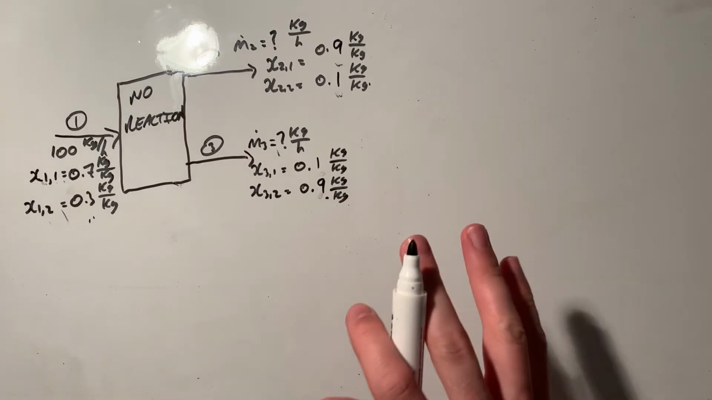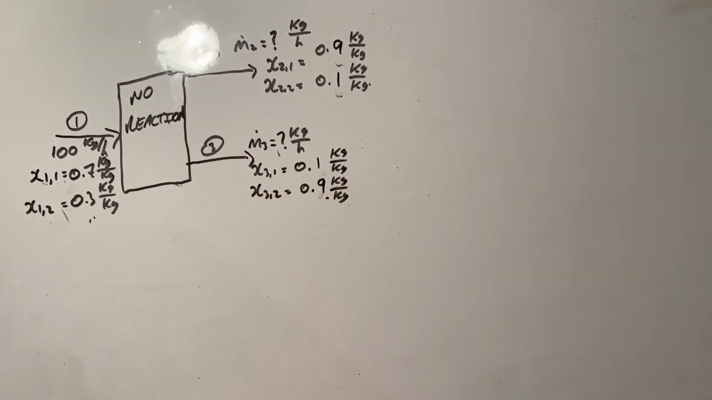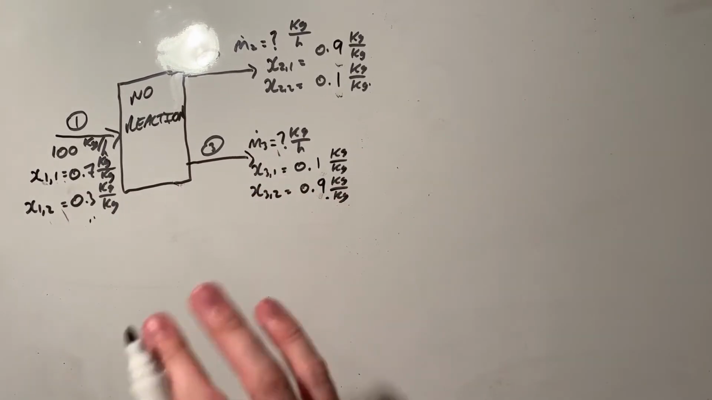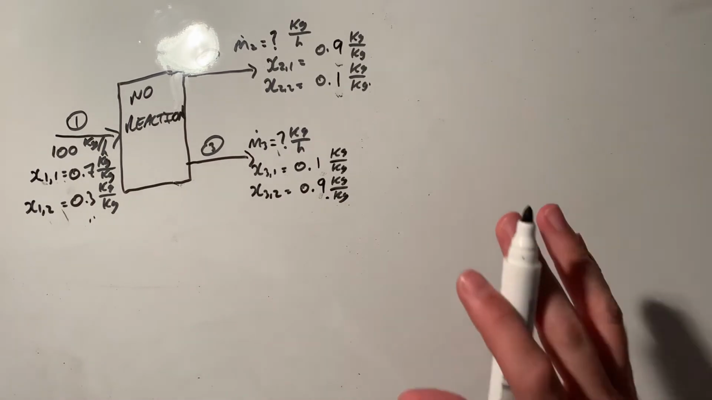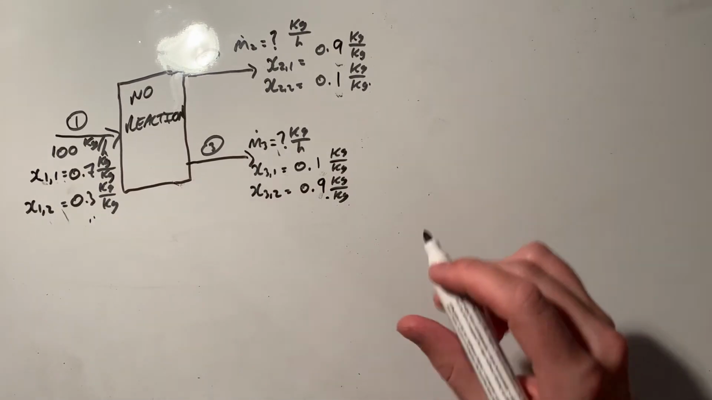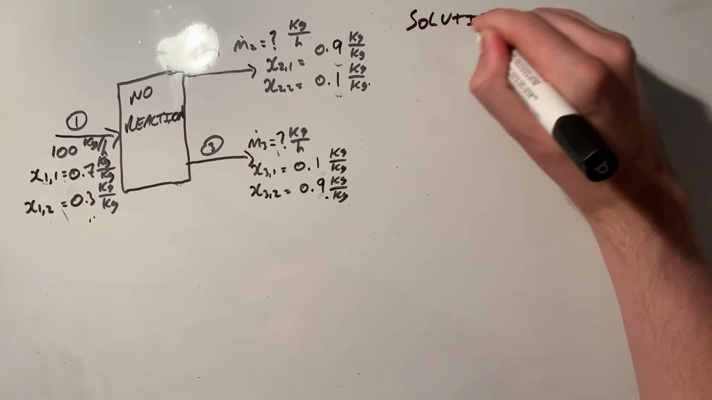So having verified we have 0 degrees of freedom, and recalling what we said earlier about being able to write 2 material balances, for the ease of calculation I'd recommend here to write the total material balance as one of your equations, and the second equation being a material balance for one of the components. Okay, so here we go. How do we solve this problem?